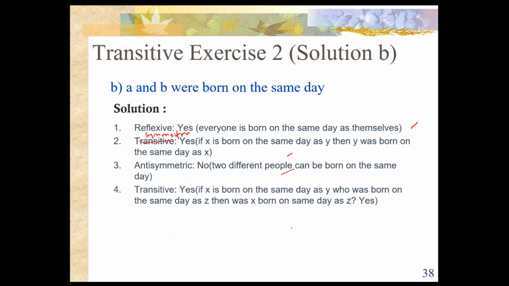Because you and your friend A, and your friend A and friend B, and you yourself with friend B. So this is you and A, and B, therefore you and B. So it's transitive.